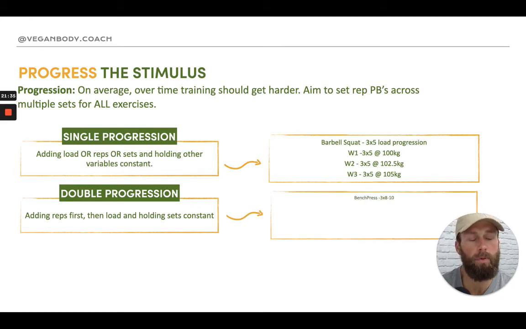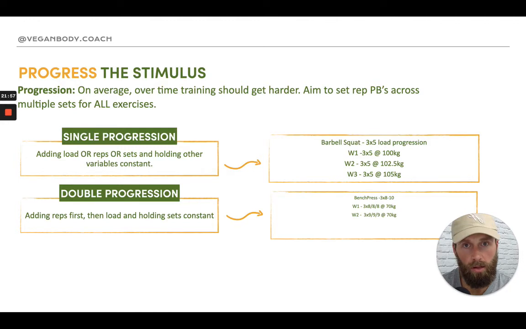So as an example of this, if someone's doing a bench press, 3 sets of 8 to 10. So now you can see we have a rep range of 8 to 10 as opposed to just 5. So week 1, they might do 3 sets of 8, 8, 8 at 70 kilograms. Week 2, they're going to increase their reps by 1 because they're able to progress.